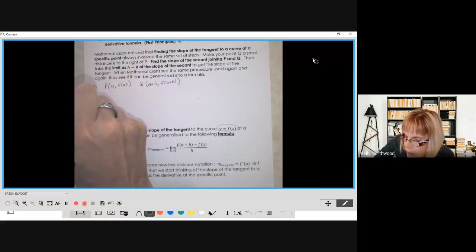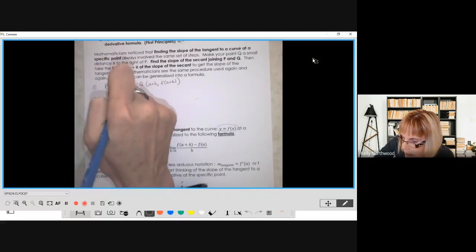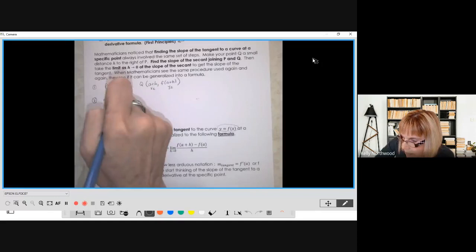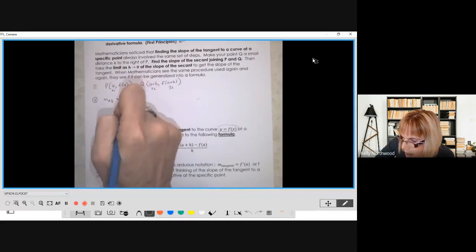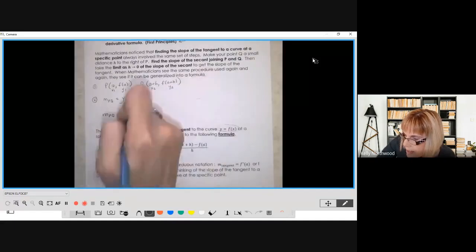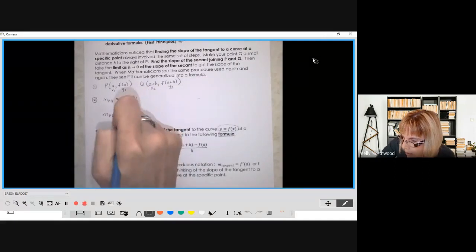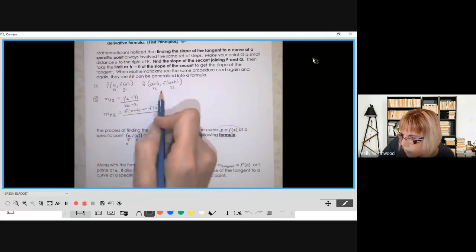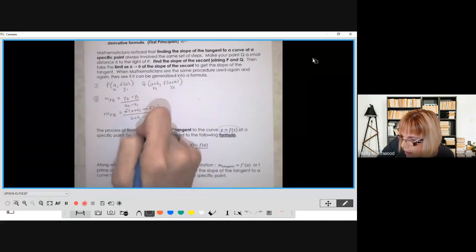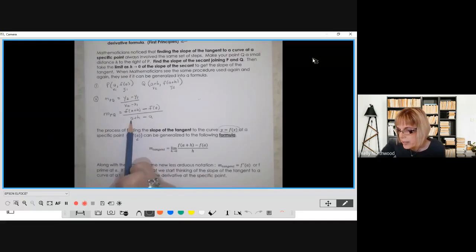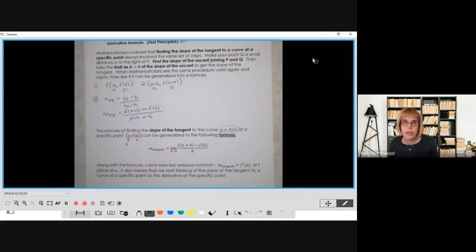And then if we want the slope of the secant, we would label our points and find the slope of the secant using the slope formula. So y2 is this f of a plus h, minus y1, which is f of a, over x2, which is a plus h, minus x1, which is a. And you can see what happens is you've got in the denominator here a minus a, which adds up to 0, leaving just h in the denominator.